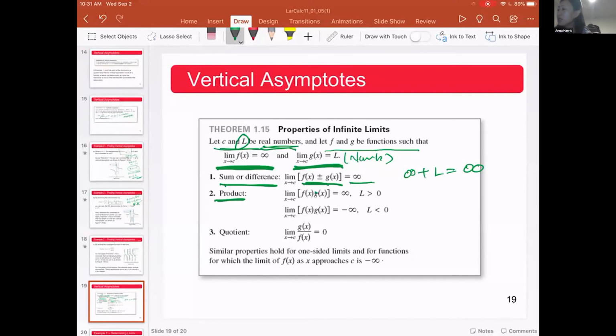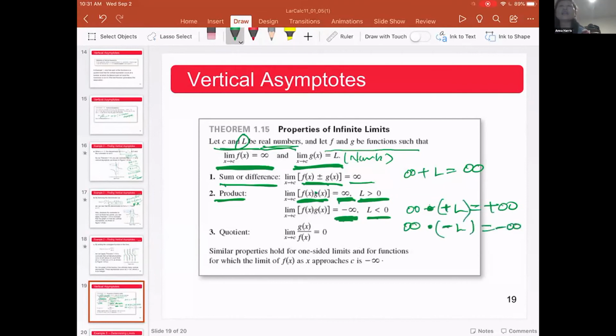Next one. If you multiply those two, you get infinity. So you get positive or negative, all depends. If you multiply positive infinity by a positive number, you get positive infinity. If you multiply positive infinity by a negative number, you get negative infinity.